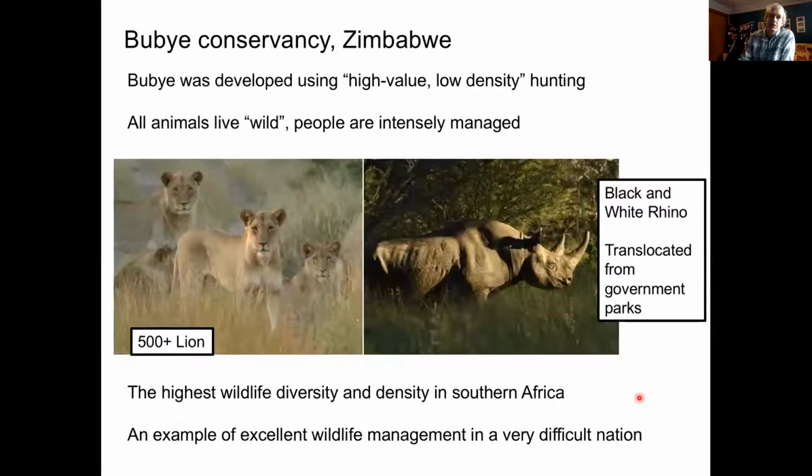And Bube was developed with a mentality of high value, low density hunting. So the animals themselves live wild on the land. Unlike many other hunting conservancies where they have what they call canned hunts, where the animals are essentially in paddocks and you walk into which paddock you want to hunt and go and shoot it, here they live wild. But people are intensely managed. So they are incredibly tight on who can come in, who can hunt, and how those hunts are managed.